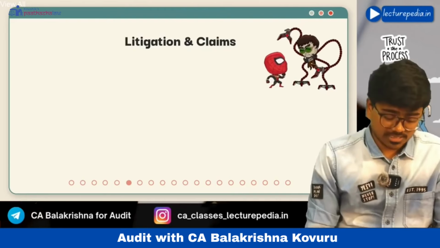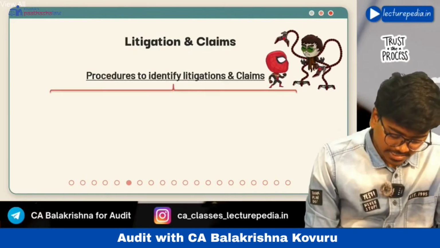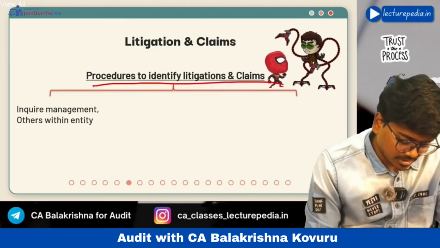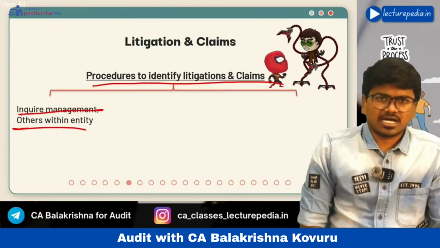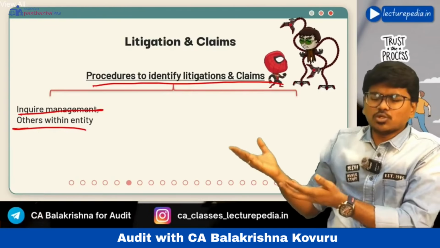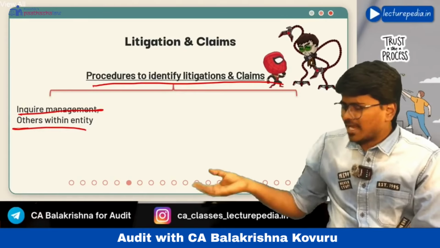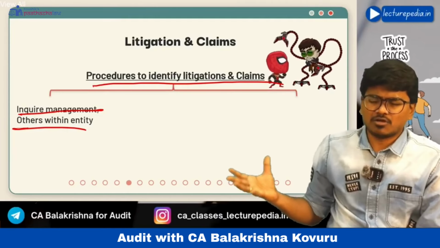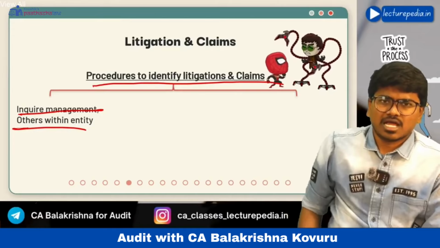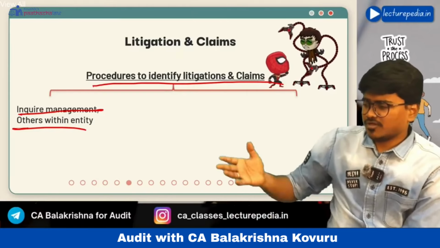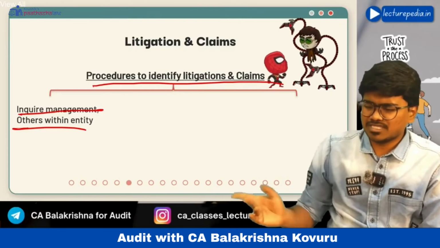What audit procedures have to be performed? Let's see. Litigation and claims: procedures to identify litigation and claims. Inquire of management and others within the entity. The first procedure is that he will inquire of the management, because management can give first-hand information on all litigation and claims against the company, as they will be with the company 24/7.